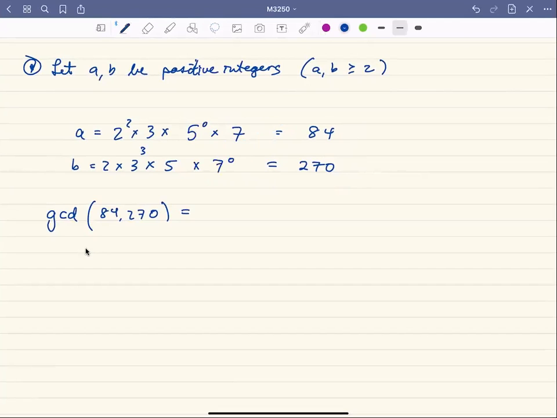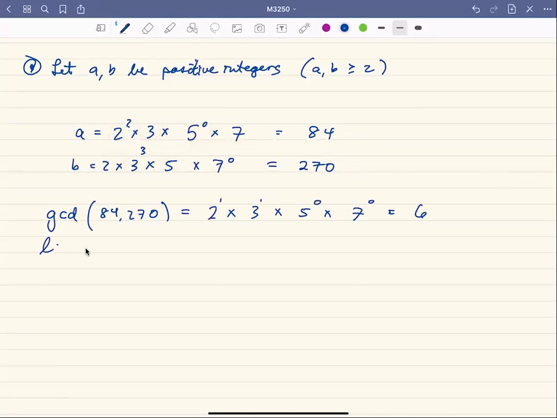So one way to think about the greatest common divisor is to go through each of these primes, 2, 3, 5, and 7 in this case. To find the GCD, we use the minimum exponent in either a or b. For 2, we have 2 squared and 2, so the smallest is 2 to the first. Then 3 and 3 cubed, the smallest is 3. Then 5 to the 0 and 5 to the 1, the smallest is 5 to the 0. And 7 to the 0 and 7 to the 1, so 7 to the 0. So the GCD is going to be 6. So you pick the minimum exponent.